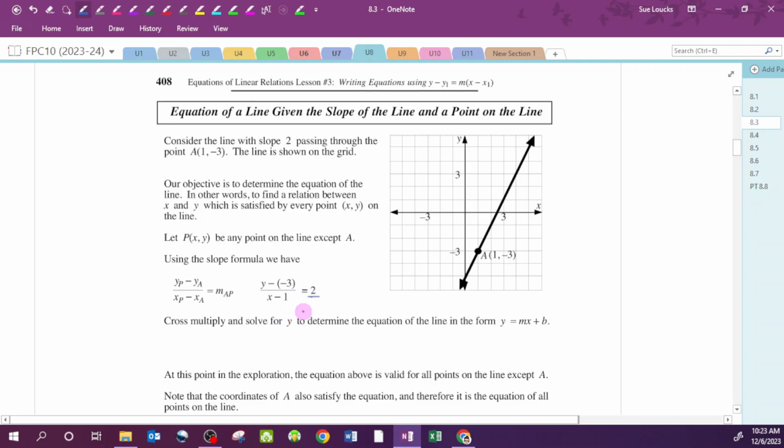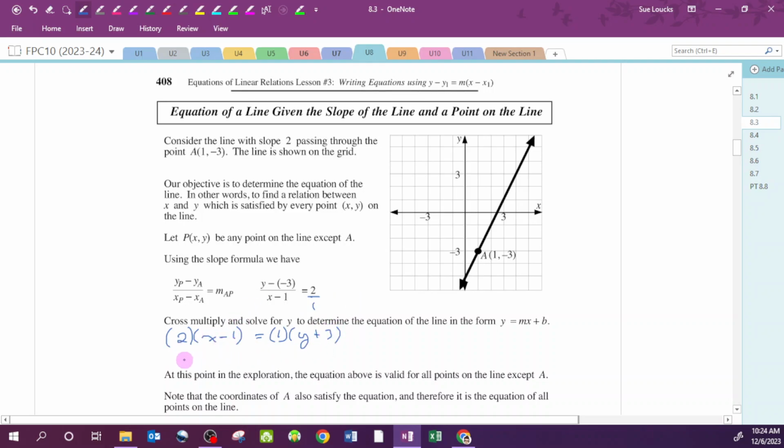So if we write this as a fraction and cross multiply it, we get 2 times bracket x minus 1. Now it's really important whenever you do this cross multiplying that you put brackets around anything that has two terms in it. It might be good practice to just always put brackets around both sides of it, and then you won't forget. And then over here we have 1 times, and I'm going to simplify y minus negative 3. That's y plus 3. Okay?